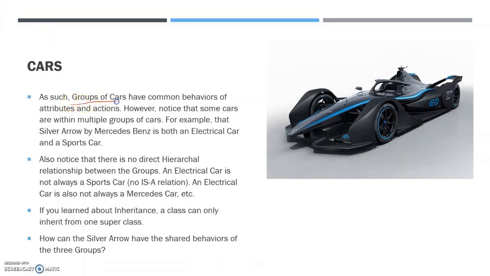Such groups of cars have common behaviors of attributes and actions. However, notice that some cars are within multiple groups of cars. For example, the Silver Arrow by Mercedes-Benz, as in this image, is both an electrical car and a sports car. Also note that there is no direct hierarchical relationship between the groups. An electrical car is not always a sports car, without an is-a relationship between them. An electrical car is not always a Mercedes car.